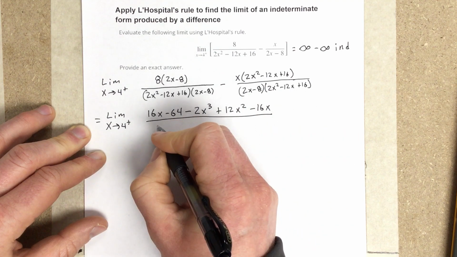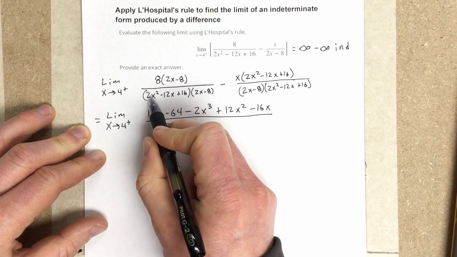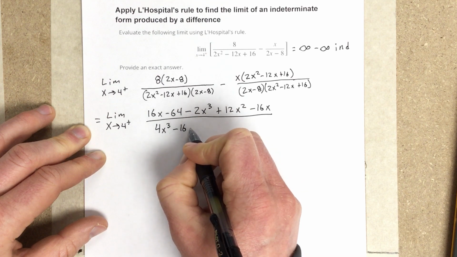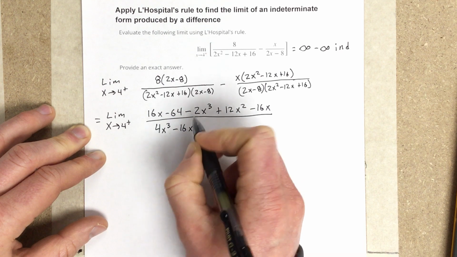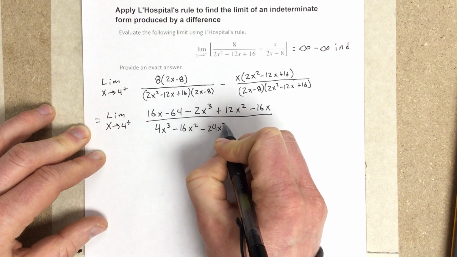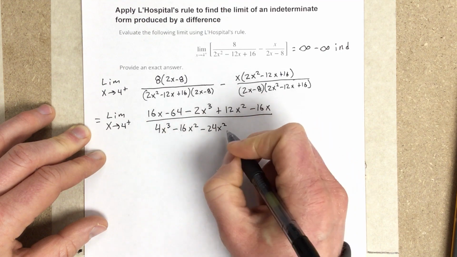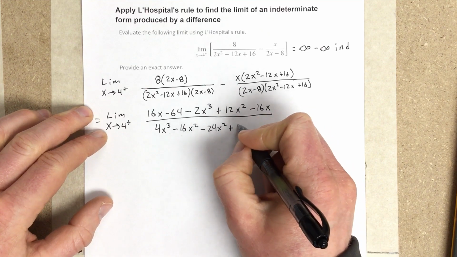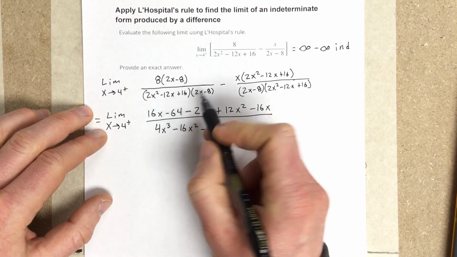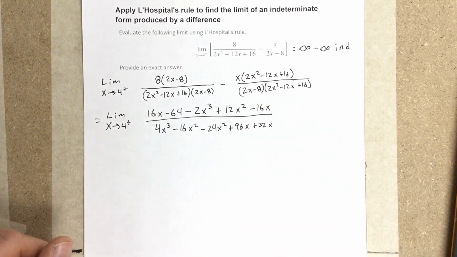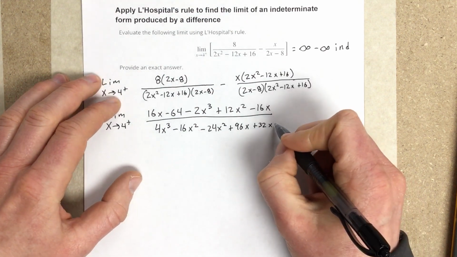2x squared times 2x would be 4x cubed. 2x squared times negative 8 is negative 16x squared. Negative 12x times this 2x would be negative 24x squared. Negative 12x times the negative 8 would be positive, let's make sure I don't mess up any multiplying, 12 times 8, 96, so plus 96x. And then 16 times 2 is 32. And then 16 times 8 is negative 128.